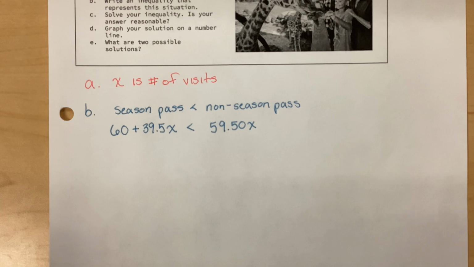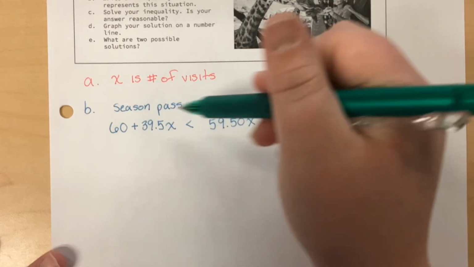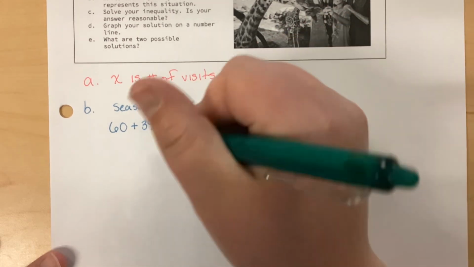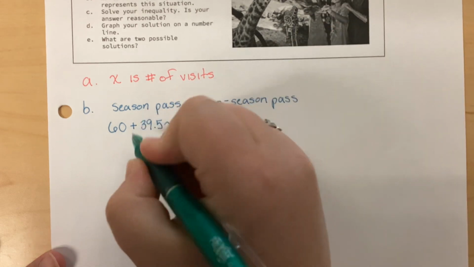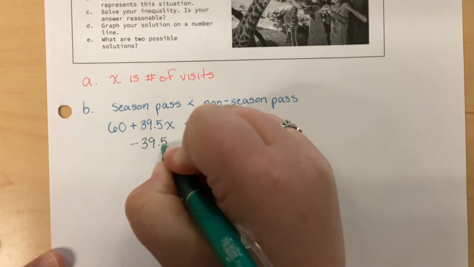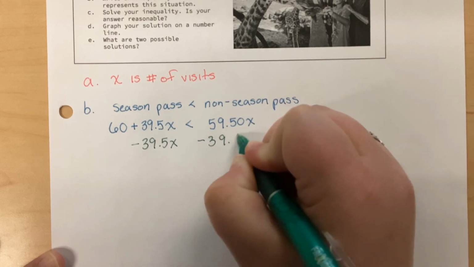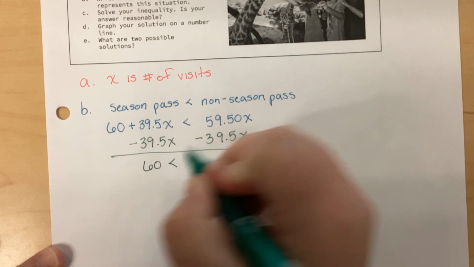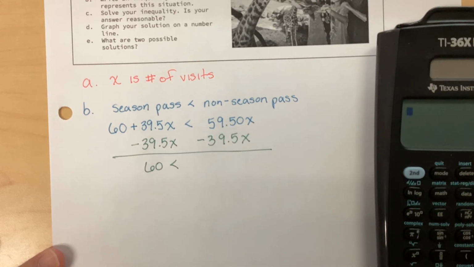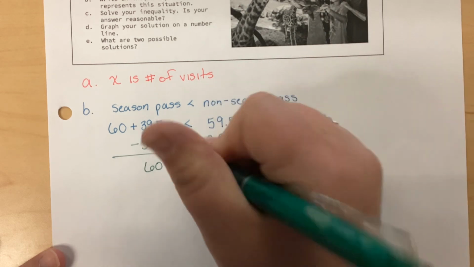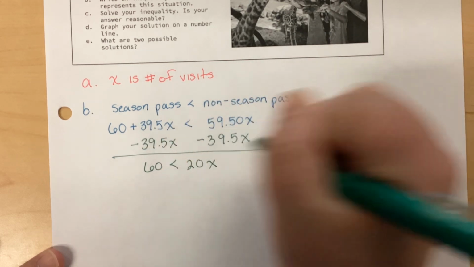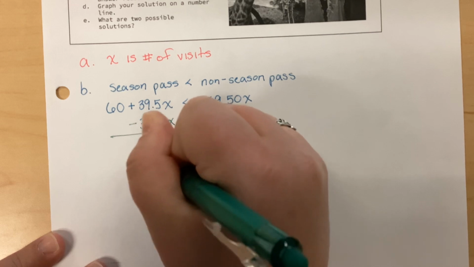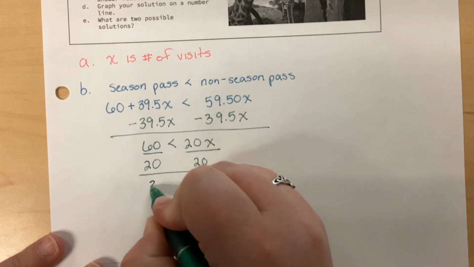Now remember, when you have variables on both sides, the goal is to get them together. So I need to move the x's to the same side. Now this side, all they have is a variable term. So I'm going to take this variable and move it over this way. So minus 39.5x on both sides. Okay, so now I have 60 over here is less than, and then 59.50 minus 39.50 is 20x, and then I'm going to divide by 20 on both sides, and 60 divided by 20 is 30.